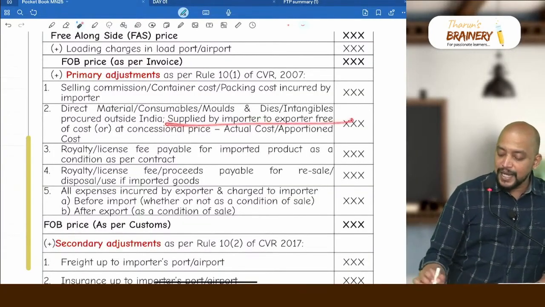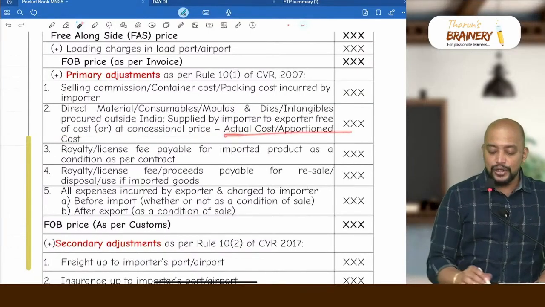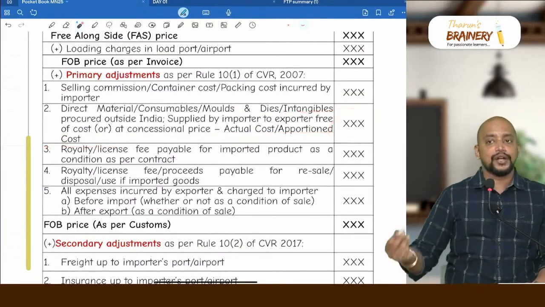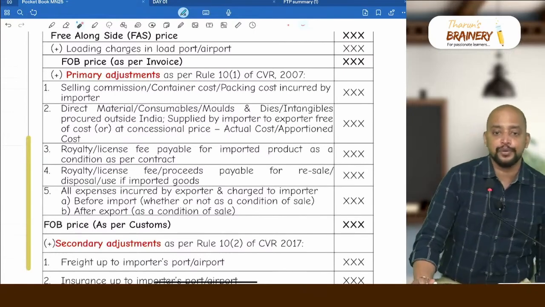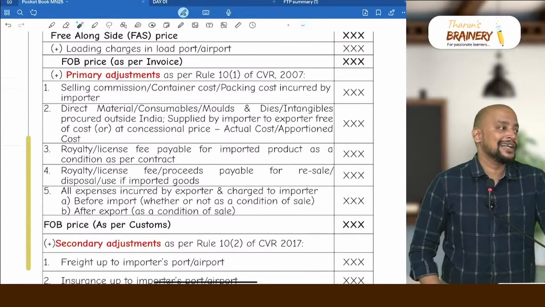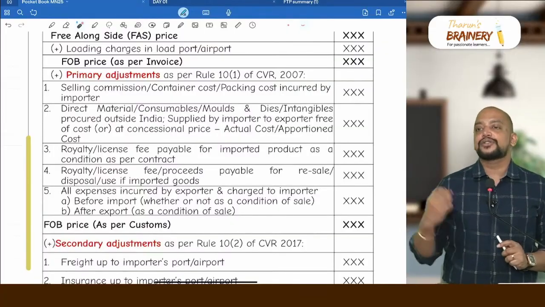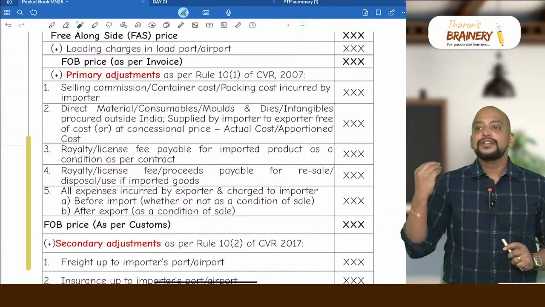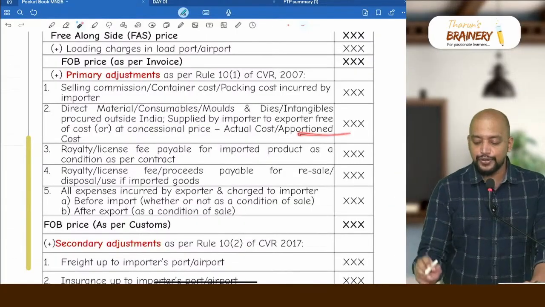So, supplied by importer to exporter, either free of cost or at concessional rate, the actual cost or apportioned cost should be included. What is apportioned cost? For example, some molds and dyes are given by the importer to the exporter. Using those molds and dyes, they make some 1000 units. The cost of these molds and dyes is 10 lakhs. So 10 lakhs divided by 1000 units will be absorbed into the cost. That is called the apportioned cost.